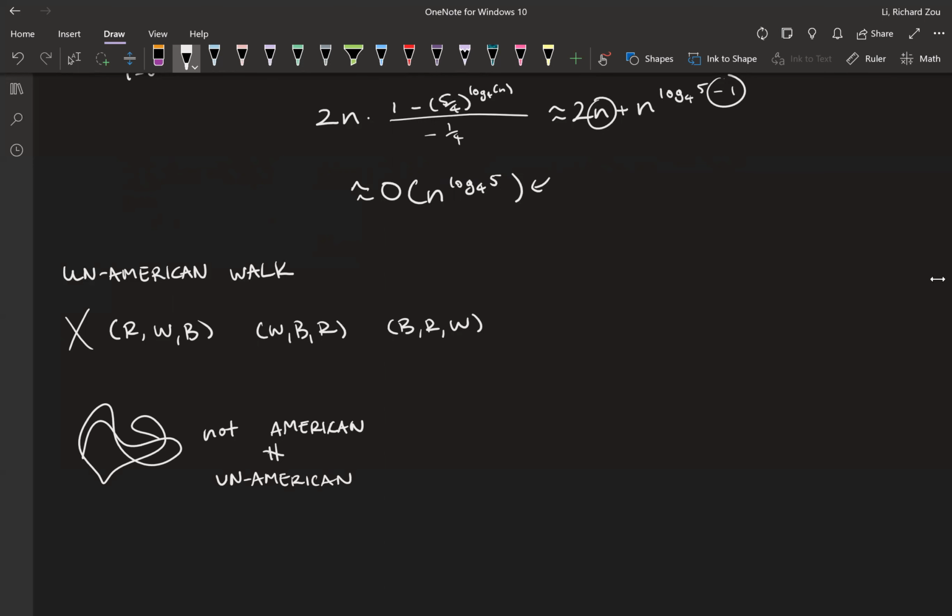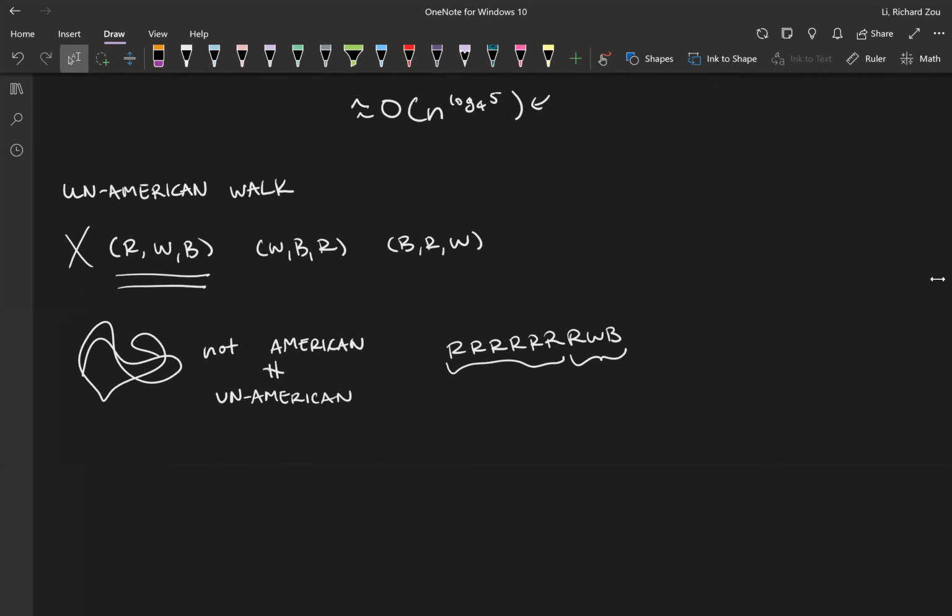So for example, a walk with only red edges, and at the very end, we hit red, white, blue. This walk is clearly not American because this sequence here doesn't follow the pattern. But it's also not un-American because this pattern at the end follows this pattern. Okay, so what's really tricky about this problem is that you have to read it carefully and realize that we can't just invert the American walk problem and get the answer for this. And the American walk problem, of course, we covered in PSO. So yeah.